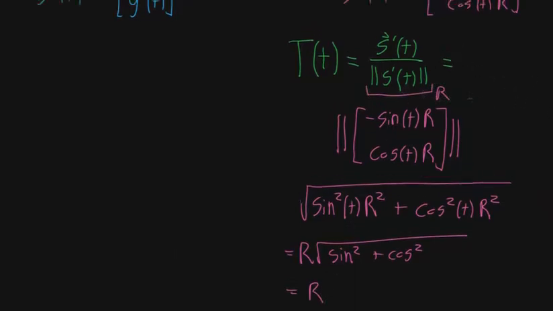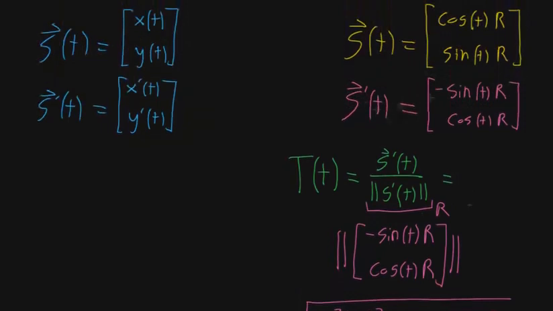So given that our original function is negative sine of t times r and cosine of t times r, we're dividing out by an r. The ultimate function that we get is just negative sine of t and then cosine of t.